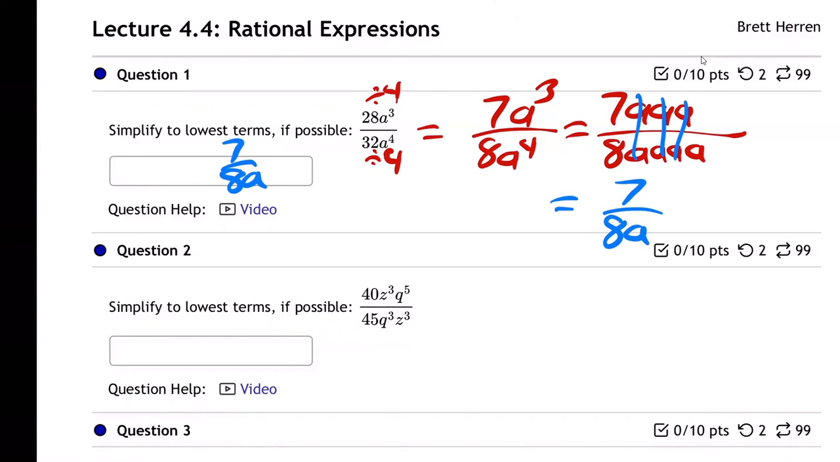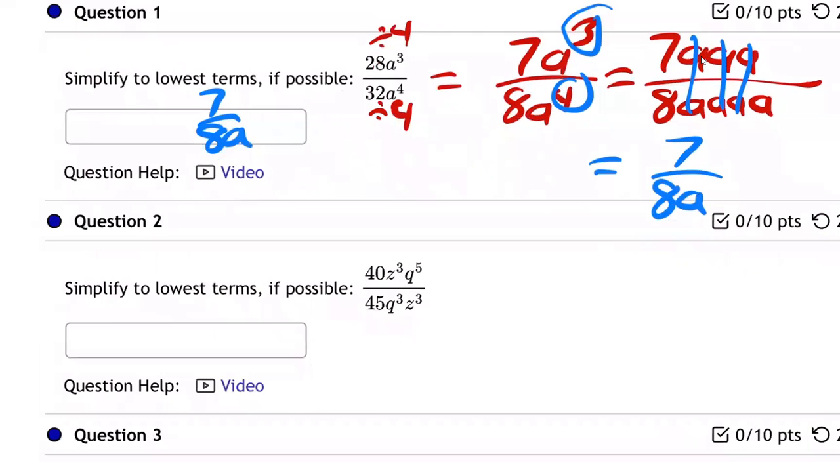See how that works? So we just reduce the numbers, top and bottom, like a normal fraction, divided top and bottom by 4. And then I just canceled out the a's. So really, I could have just subtracted those powers, couldn't I? 4 minus 3 is 1, and that's left over on the bottom, right? Wherever the bigger power is, that's where the leftovers are going to end up. All right, good. Let's try the same thing here on number 2.